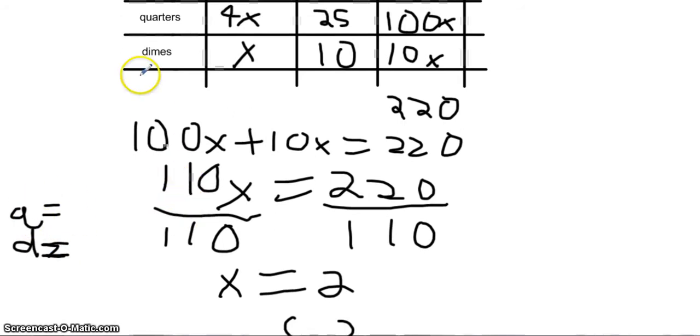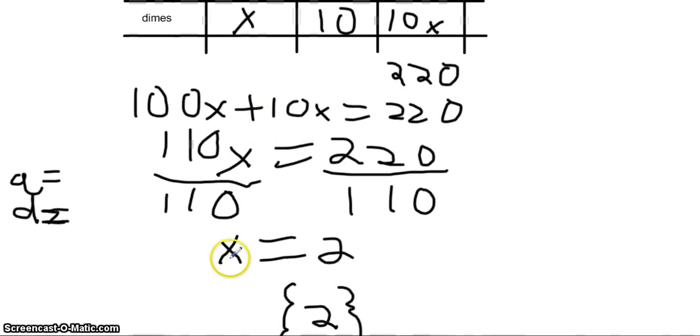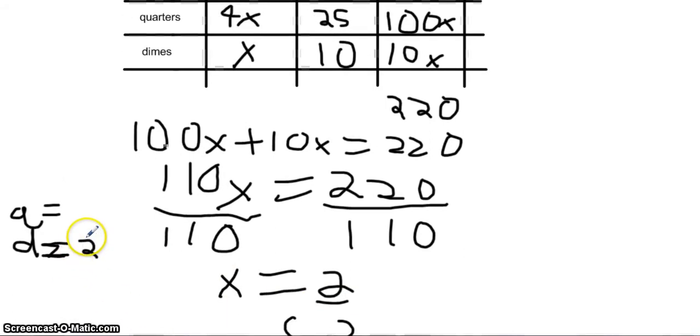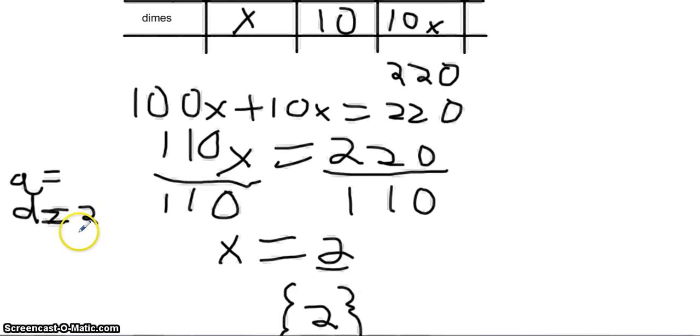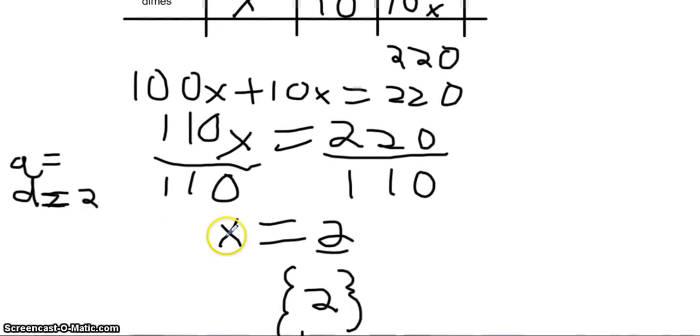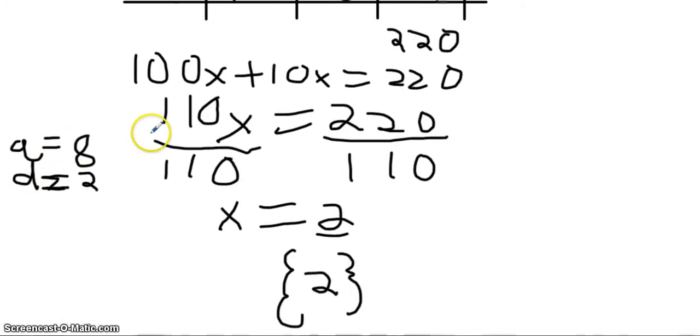So dimes is x, and since we figured out that x is equal to 2, dimes is equal to 2. So he has 2 dimes. And then the number of quarters is 4x. So since x is 2, the number of quarters is 8. Make sense?